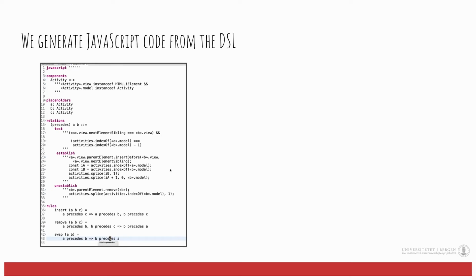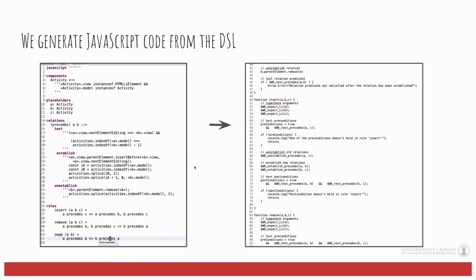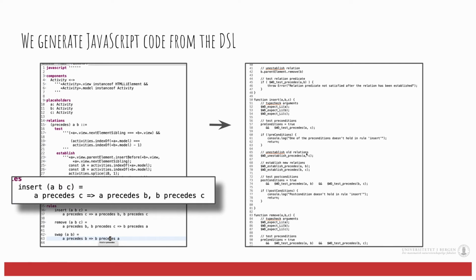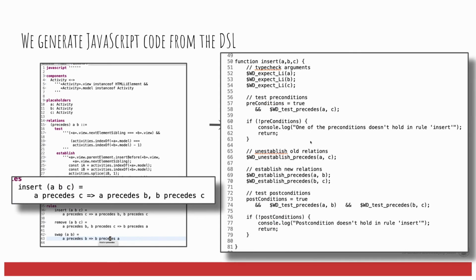To the left, we see how the DSL code looks with everything combined. From the DSL code, we generate JavaScript code with a function for each transformation rule. Let's zoom in on the transformation rule insert and the insert function generated to the right. When this function is called with some component arguments, the function unestablishes all the relations on the left side of the arrow and establishes all of the relations on the right side. The function also performs some additional checks, just to report to the programmer if there is a bug.